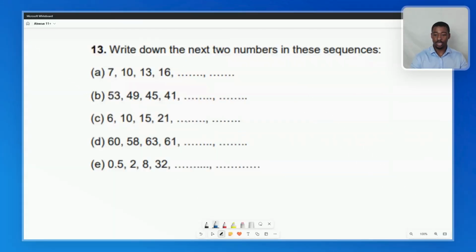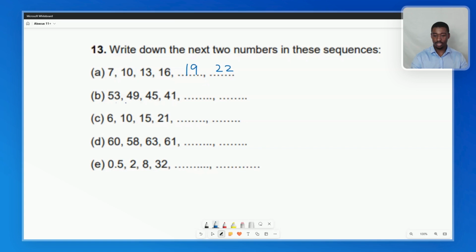Okay, so here we have to try and work out what's going on and the patterns in these sequences. And when we work out this pattern, it will help us to work out the missing numbers or the next two numbers in the sequence. So first one, 7, 10, 13, 16. Nice and easy, simple addition. We're adding 3 each time. So it should be 16 plus 3, 19, and then 19 plus 3, 22.